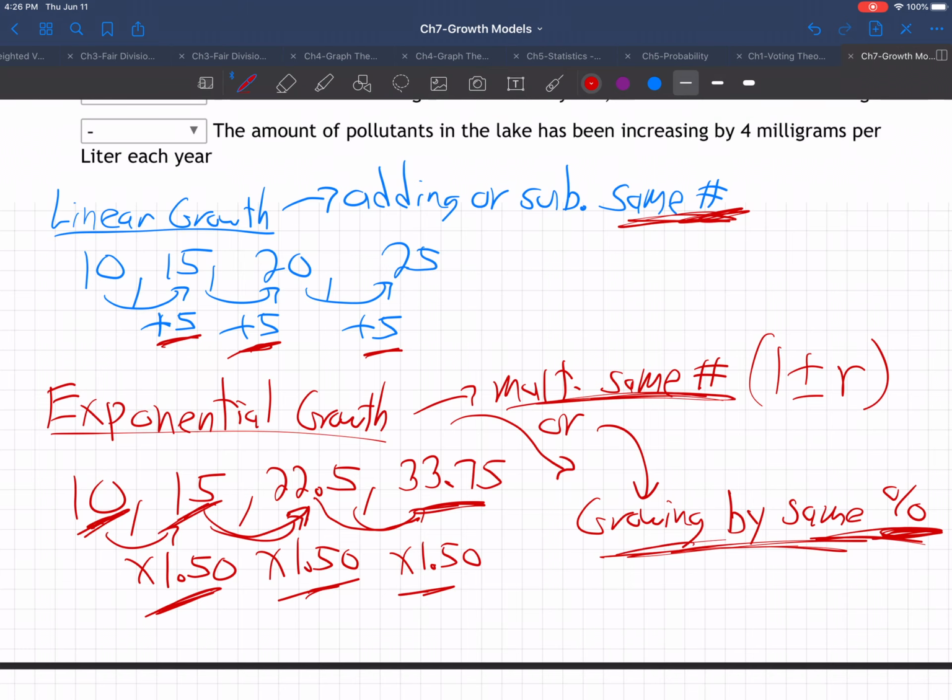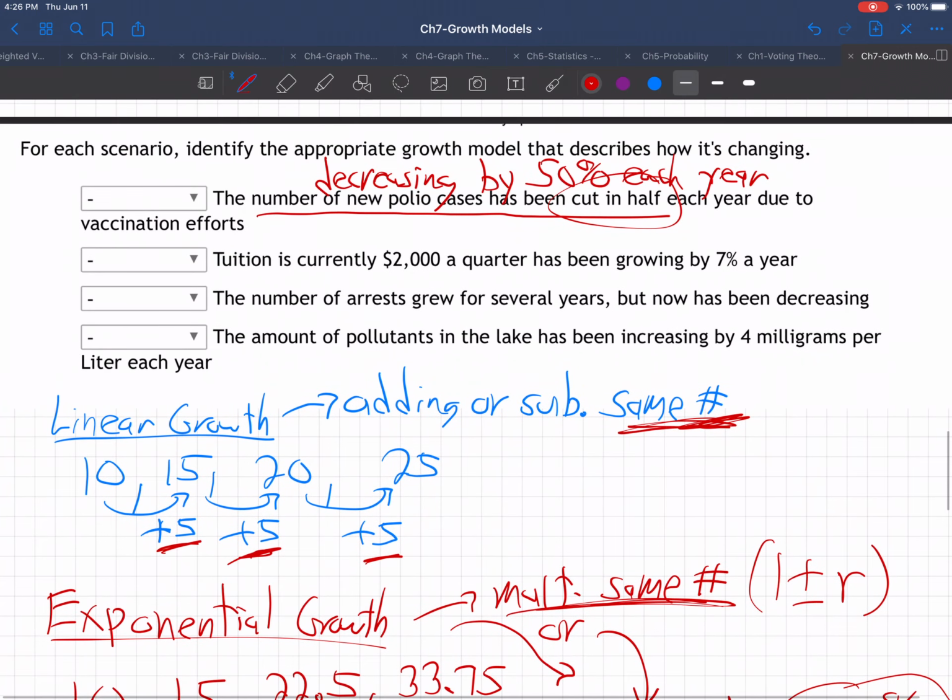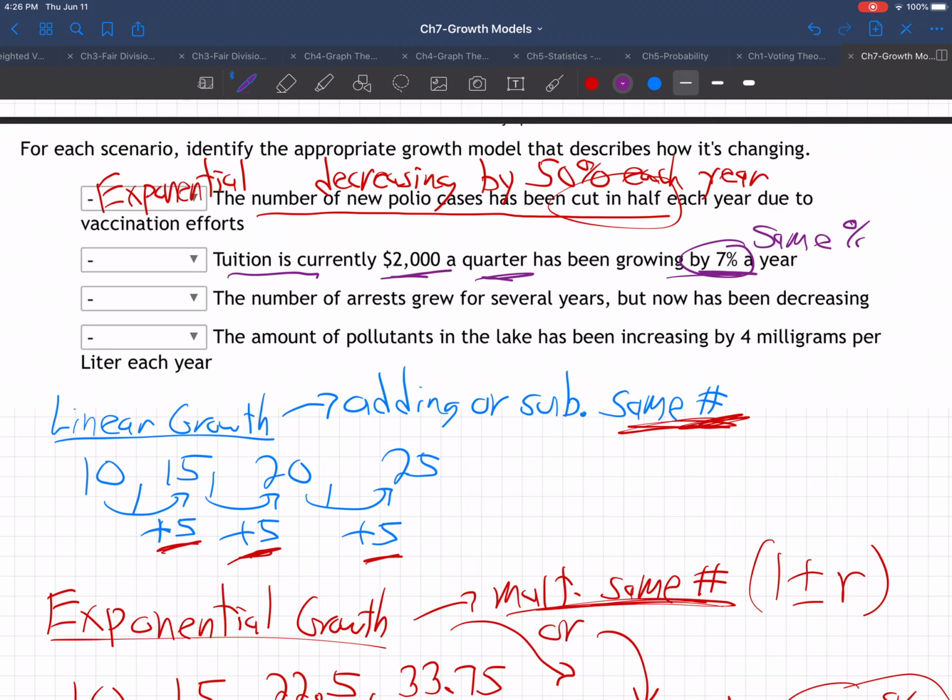So again, if you grow or shrink by the same percentage, that's exponential. So this one would be exponential. It's exponential decay. It's going down instead of up, but it's still exponential. So if you change from time to time by the same percentage, up or down, that's exponential. Tuition is currently $2,000 a quarter, has been growing by 7%. That's the same percent. It's going up 7% a year. That also is exponential.